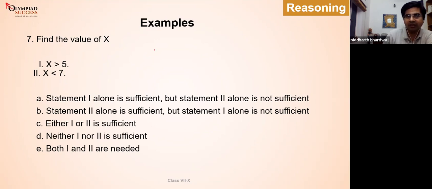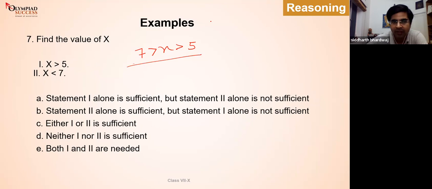If x is greater than 5, there can be many numbers that are greater than 5, so you cannot tell. Okay, understood? Right, that is correct. And what is the second statement? That x is less than 7. This x is less than 7. So you combine these two, this is the equation that will form. Answer B will be statement 2 is alone sufficient.